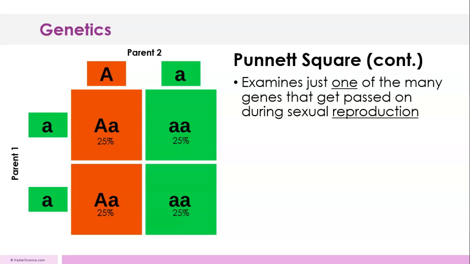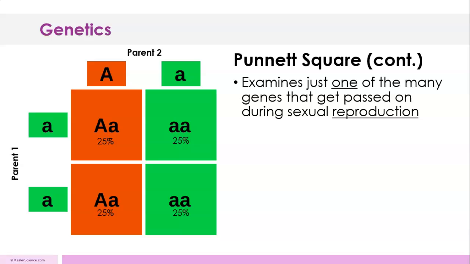A simple Punnett square such as this one here examines just one of many, many, many genes that are passed on during sexual reproduction. This is called a monohybrid Punnett square. There are dihybrid Punnett squares, and you can even have a Punnett square where we're finding the probability of 2 traits. So for instance, finding the probability of a pea plant having purple flowers and being tall, let's say.